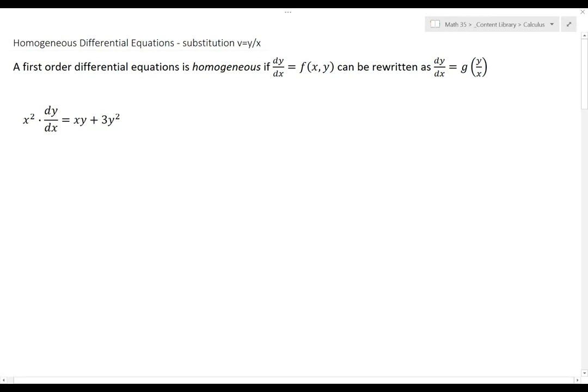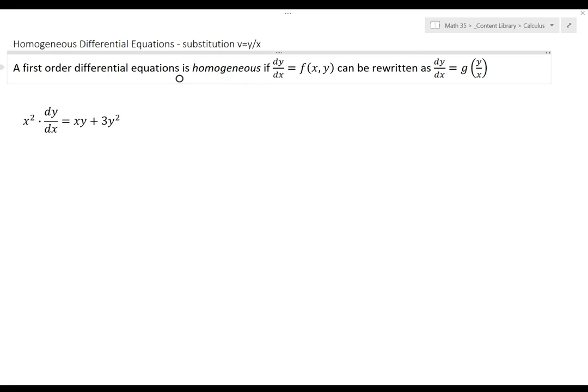Everyone. Today we're going to be looking at a different type of differential equations where the variables aren't separable. So a definition first. A first order differential equation. Now remember, first order means that it is just using first derivatives. So we don't have any second derivatives in these.